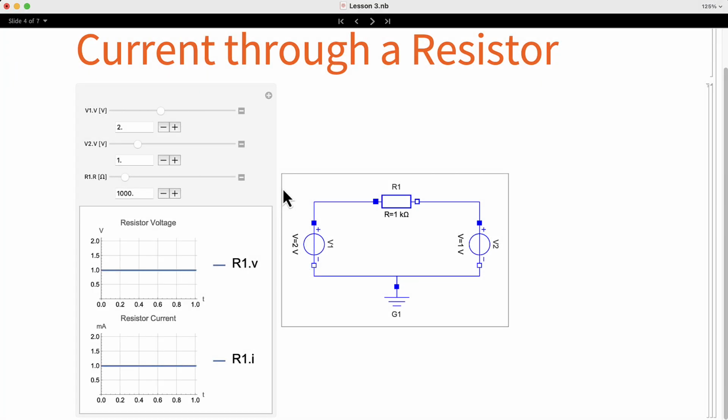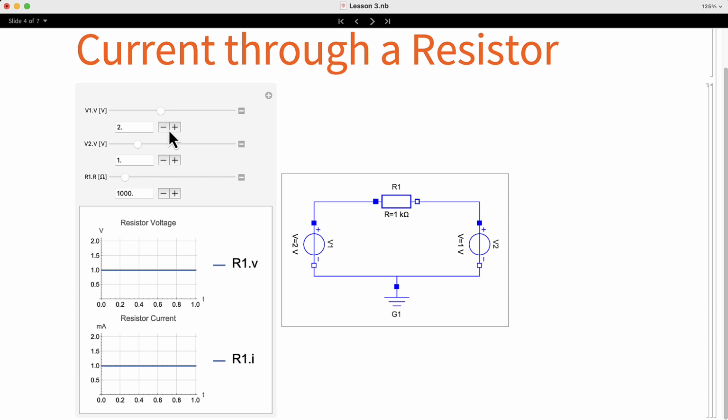Here we can see in the plot the voltage difference that the resistor experiences. The voltage values of the sources are defined here. The source on the left provides 2 volts and the one on the right 1 volt. In the bottom plot, we can see the amount of current that is flowing through the resistor, which is 1 milliampere or 0.001 amperes. Let's see how the results are affected when we change the values.